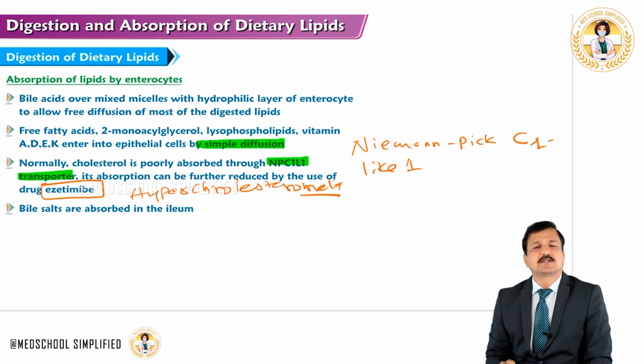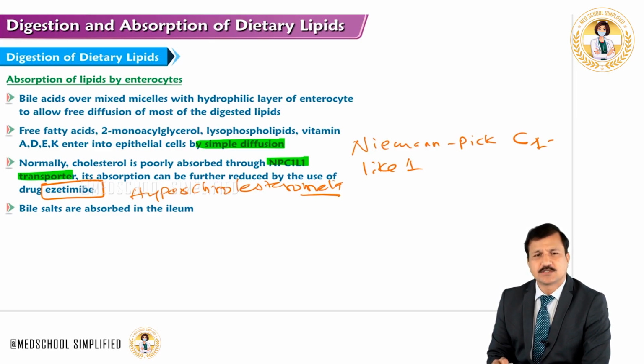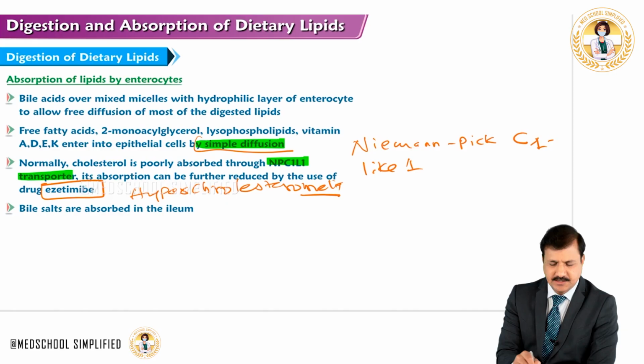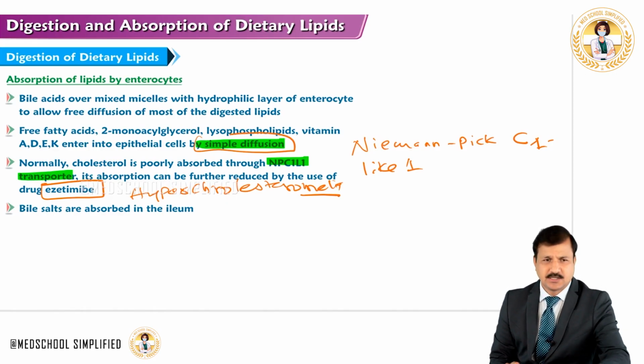Okay, so like this, lipids are digested and they are absorbed. Most of them are absorbed by simple diffusion and cholesterol is absorbed by the NPC1L1 transporter. Now what about bile acids and bile salts?